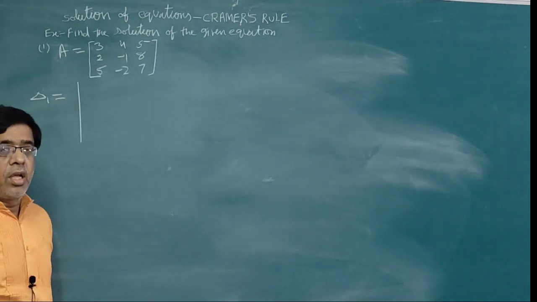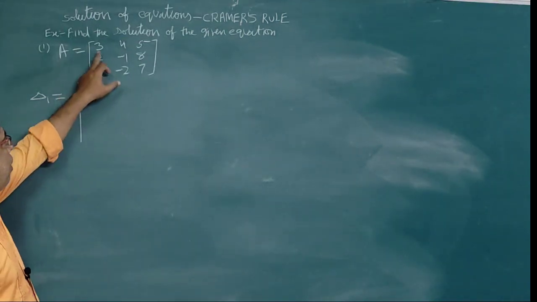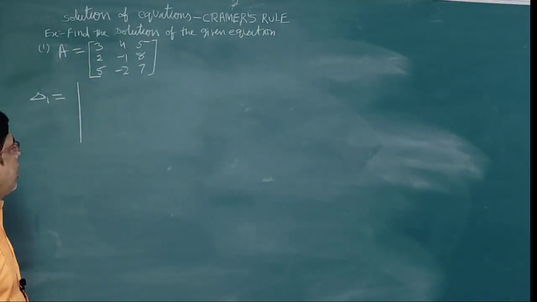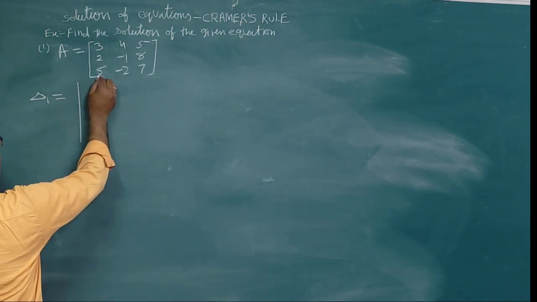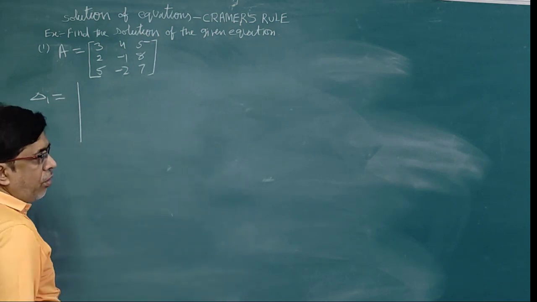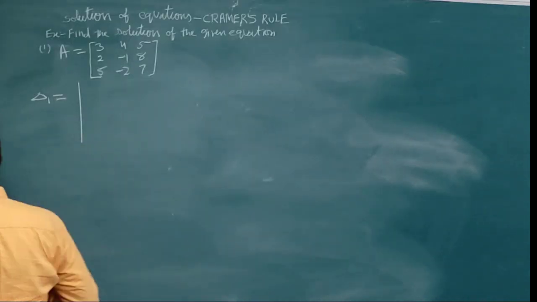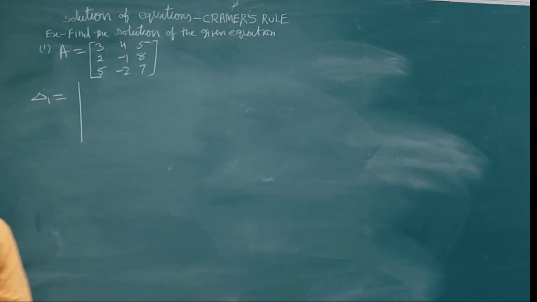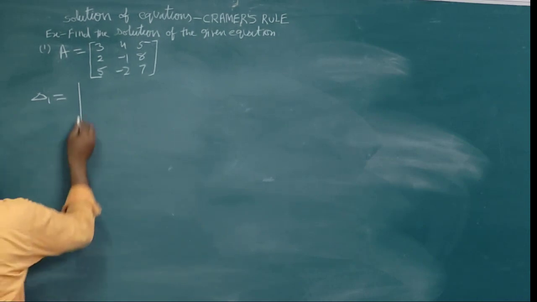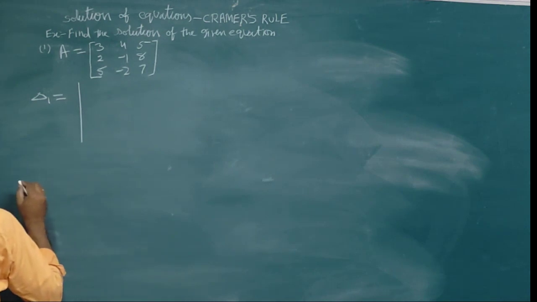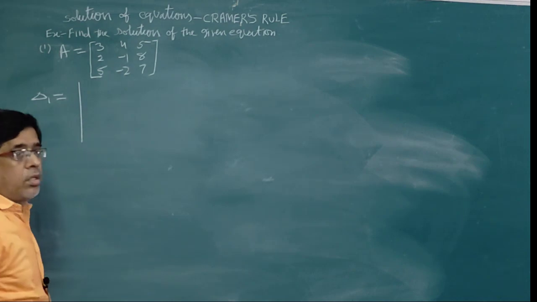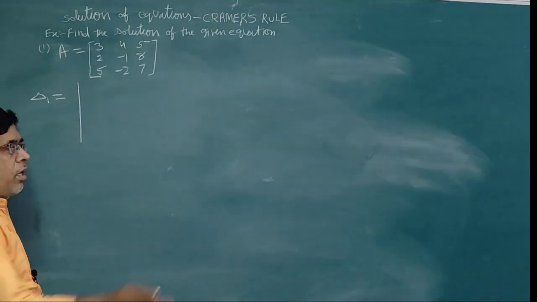Right, students? So write the values. A is 3, 4, 5, 2, minus 1. And as I told, you have to write the constant terms in place of x. So how many constant terms are there? For the constant terms, write it.